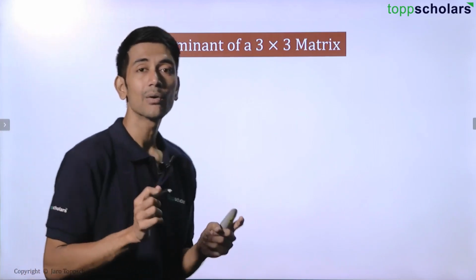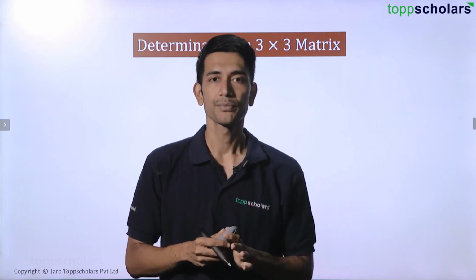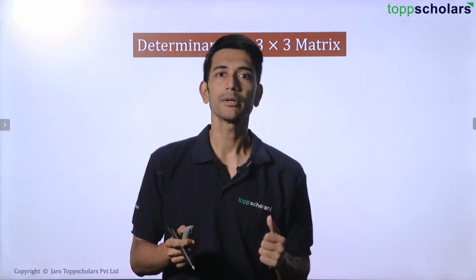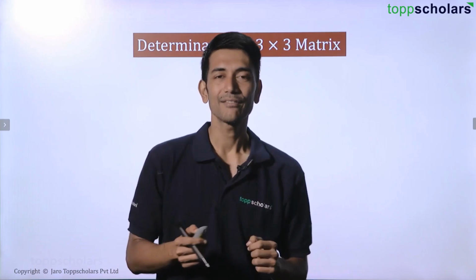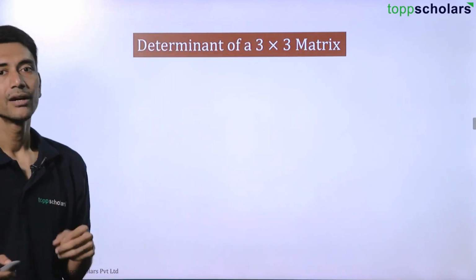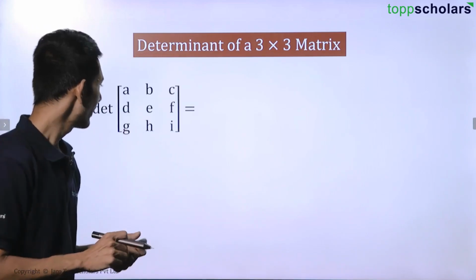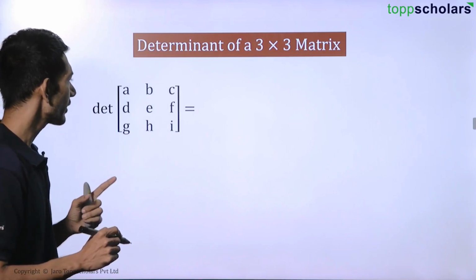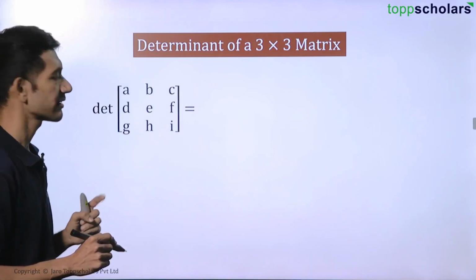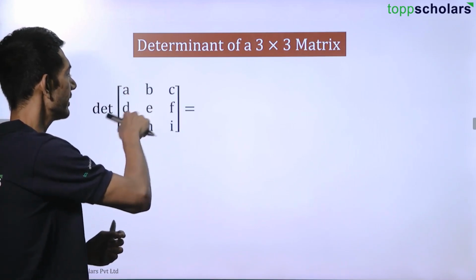Now comes the determinant of a 3 by 3 matrix. So how do we find out the determinant of a 3 by 3 matrix? Let us have a look at it. For that, we need how many rows? We need 3 rows. We need how many columns? We need 3 columns. So here it is. We need to find out the determinant of this particular matrix. So this matrix has 9 elements, 3 rows, 3 columns, right? A, B, C, D, E, F, G, H, I.